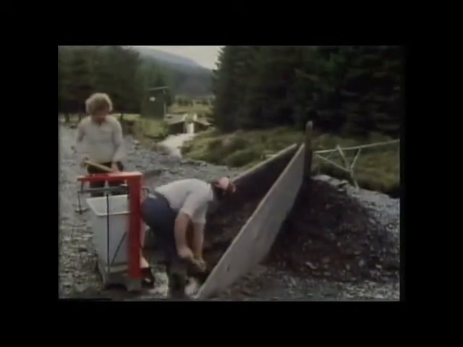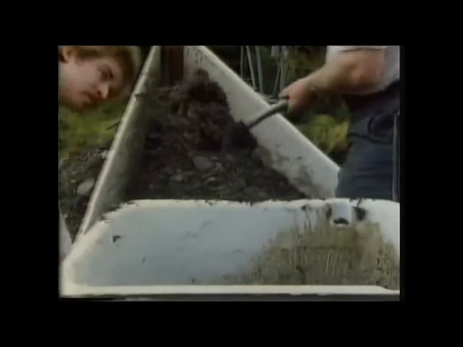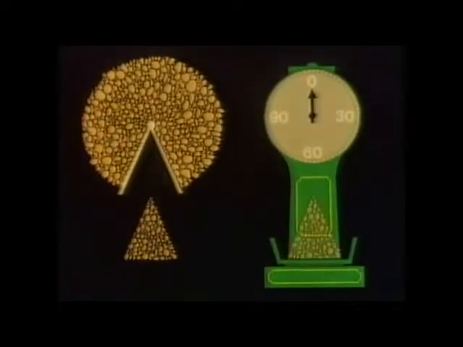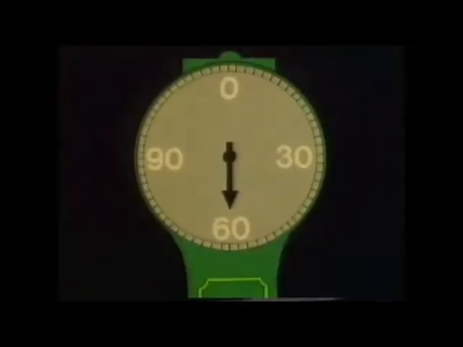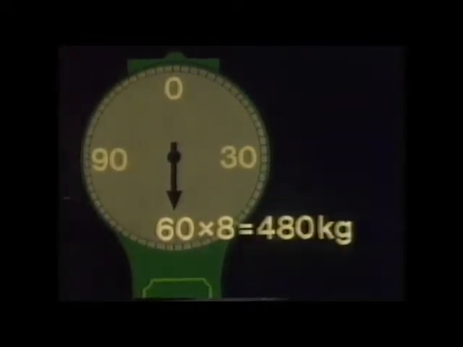Before the sample is taken back to the laboratory for examination, it's weighed. Malcolm can work out the weight of all the stones when he knows the weight of the sample. This sample weighs 60 kilograms, but that's only 1/8 of all the stones. So by multiplying 60 by 8, Malcolm knows that all the stones that were caught in his trap weighed 480 kilograms.